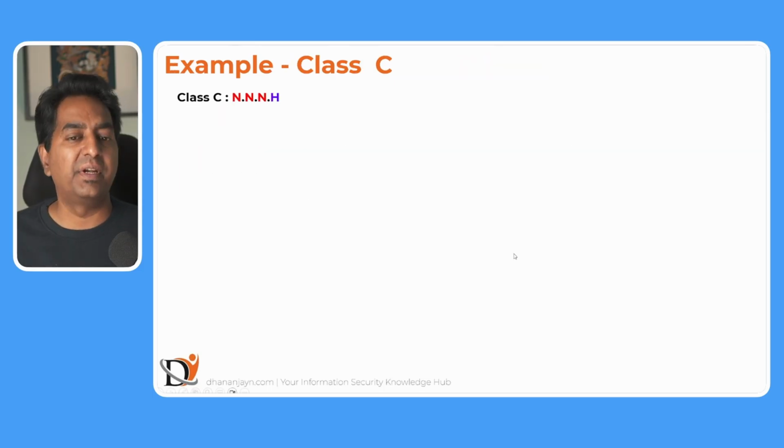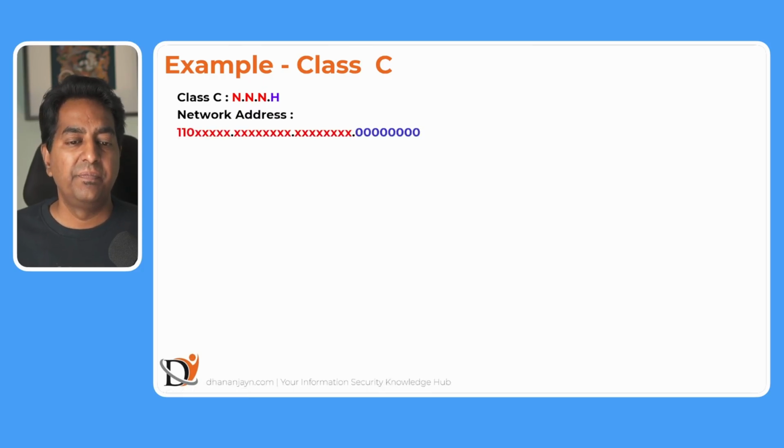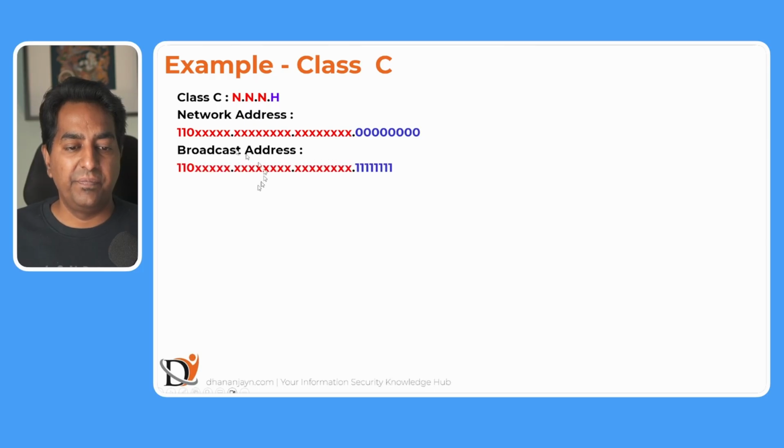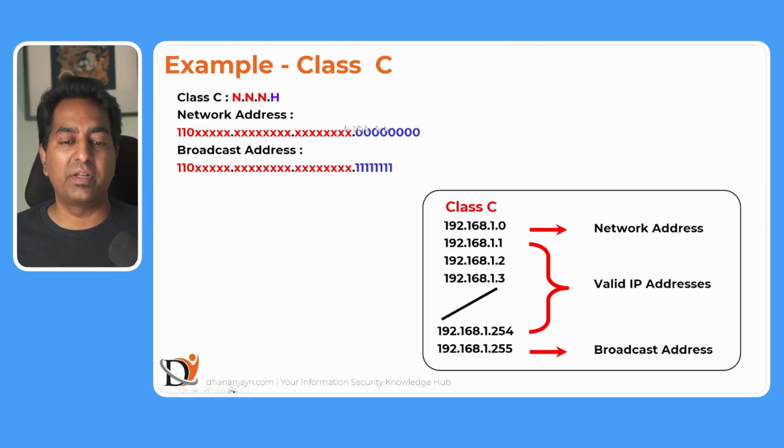So consider class C. This is my octet format. Here, this is the host portion. If I make all of them 0, I get the network address. To get the broadcast address, again this is the host portion, and if I make all of them ones, I'm going to get the broadcast address.